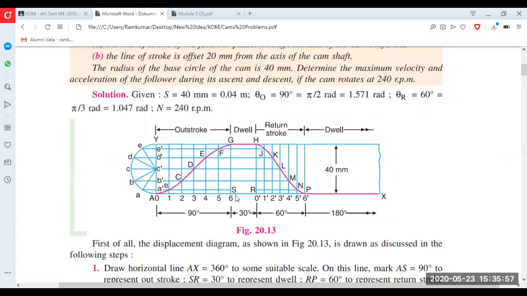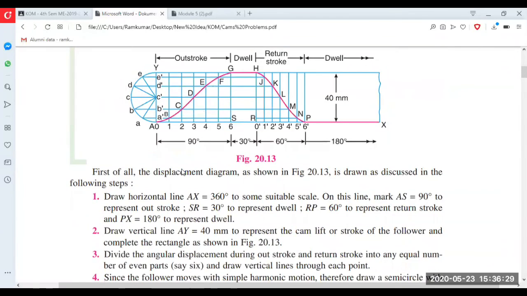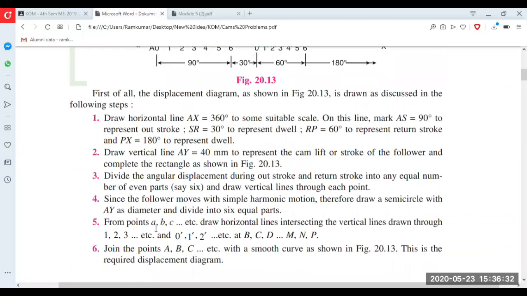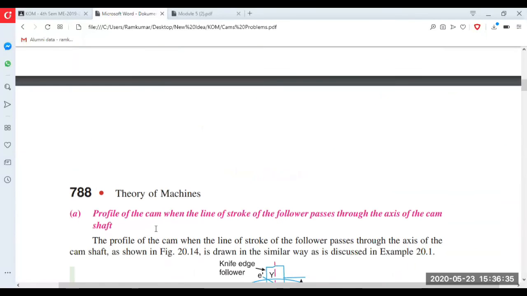Very simple. You just check 360 degrees on the horizontal scale, 40 mm as the rise, and then you join a rectangle. For 90 degrees you make 6 divisions. Leave it for the dwell. Here you make 6 divisions. Draw a semicircle, and from the center point you join the lines by taking equal angles. Then draw the projection lines, and wherever they cut, you join the curve. This will give you the displacement diagram. The steps are explained here, so you just go through the steps. You can do it easily.